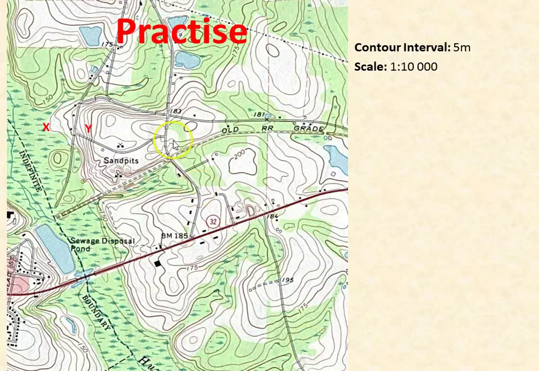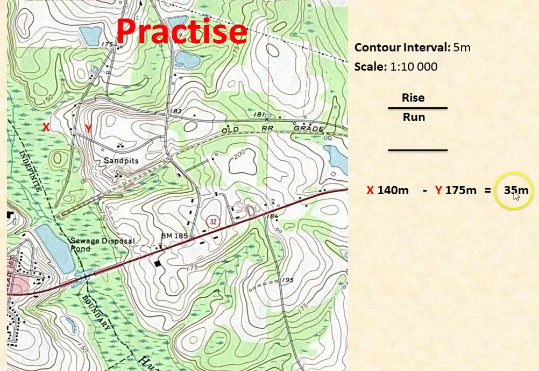Let's try it again. This time we're going to work from X to Y. The contour interval and the scale of the map have stayed the same. Rise over run. X is at 140 meters. I'll let you go back and figure that out to see if I'm right. And Y is at 175. So we simply subtract 140 from 175, and that should be 35 meters. So here we have our rise of 35.